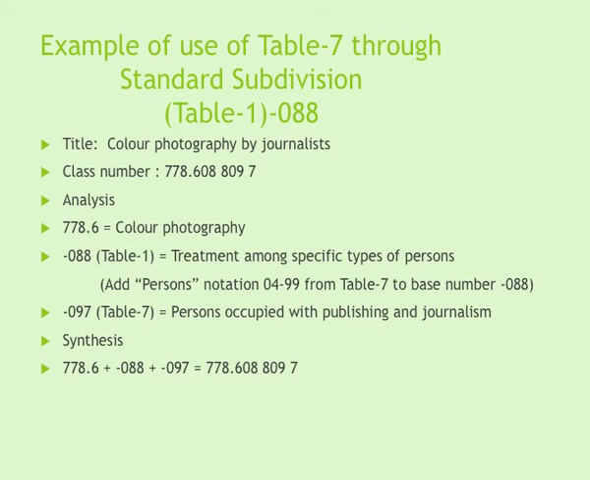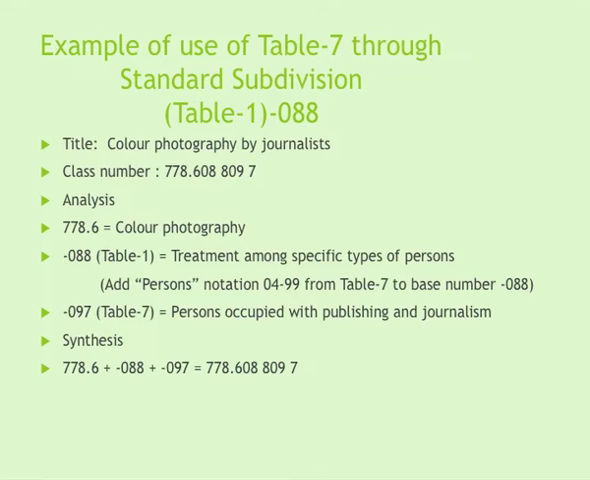Another example where we use 088, we can see this title, color photography by journalists. Color photography by journalists is the title of a document. When we analyze this title, we find that the basic subject is color photography. We find the number of color photography from the schedules, that is 778.6.